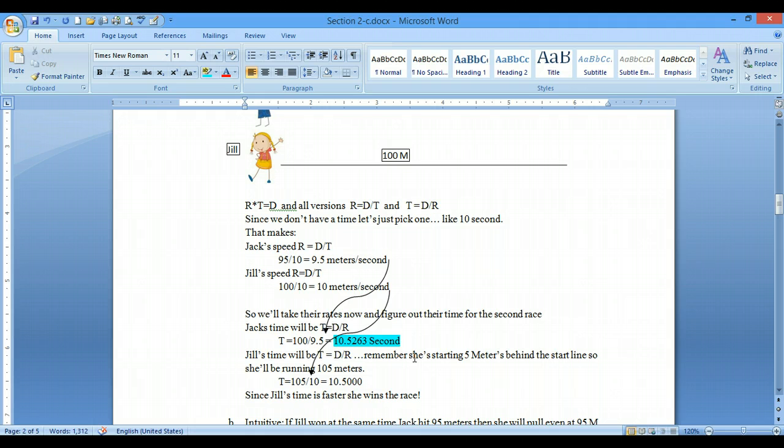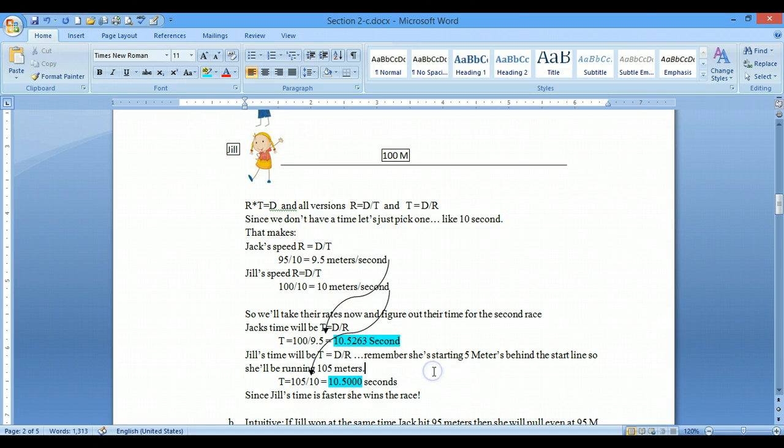Now, Jill's starting 5 meters before the starting line. So she's not going to be running a 100-meter race. She's running 105. So her time is going to be distance over rate. So her distance is 105 meters divided by 10, and she will finish the whole 105 meters at 10.5 seconds.